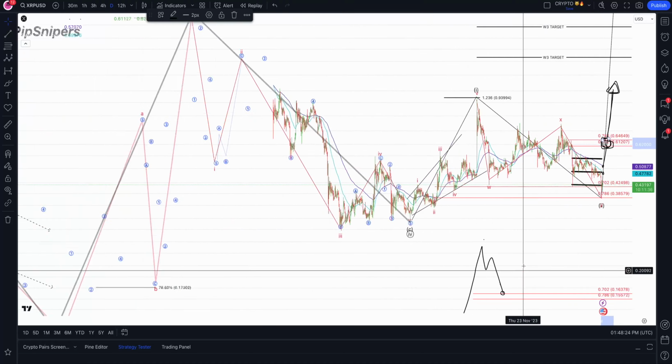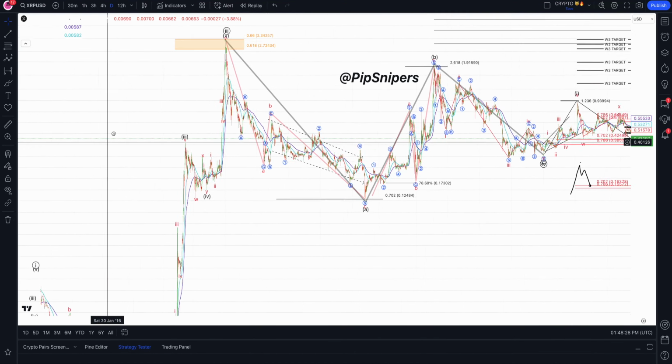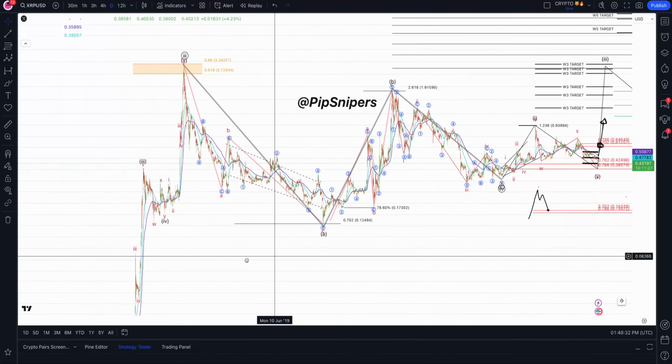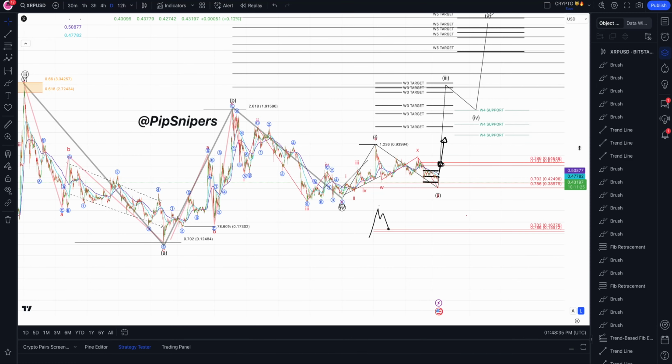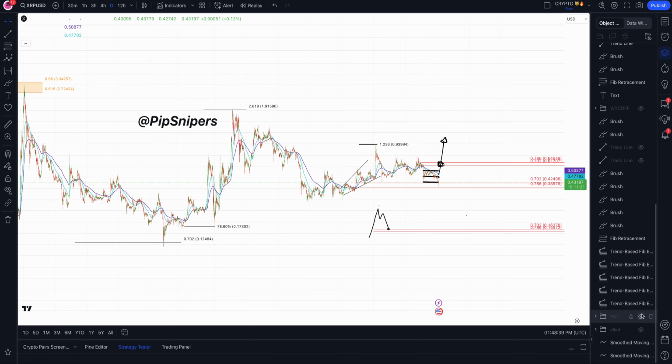So this is an Elliott wave. This is an Elliott wave count on XRP. We have every single wave accounted for. Everything is calculated. None of the moves are random over here. And let's go back to the Wyckoff scenario that I pointed out in my previous videos.